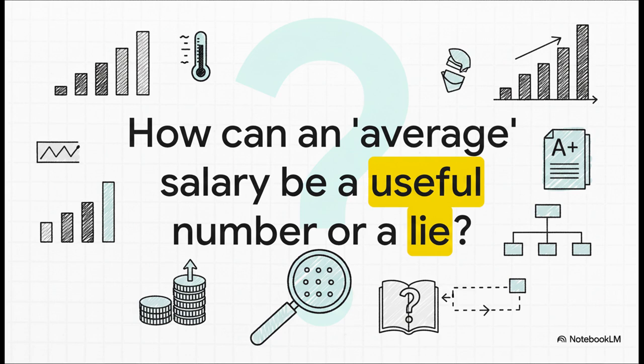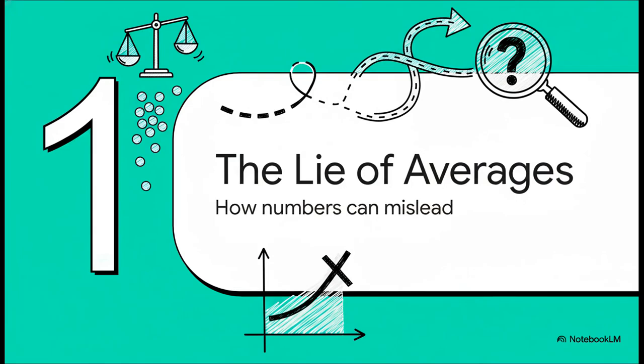We hear it all the time, right? Average salary, average home price, average score. But this one little number, it can be a master of disguise. Sometimes it's telling you the truth, and other times it's telling a really convincing lie. The question is, how do you tell the difference? So, our investigation is going to start with the most common suspect of all, the average itself. To really crack this case, we've got to get inside its head and figure out exactly how it works.